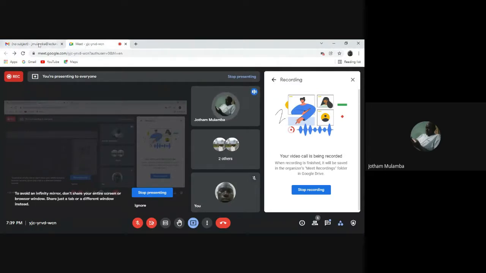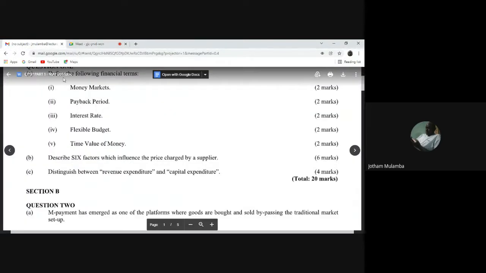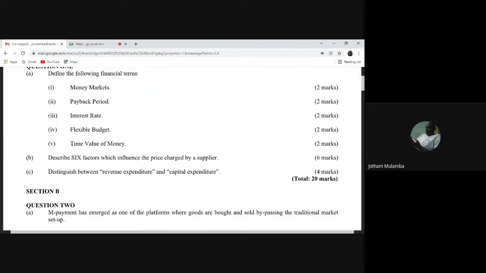Hopefully there's no one who is stuck, who is trying to log in. So we go: describe 6 factors which influence the price charged by a supplier. So can you mention some of the factors that you remember of that?